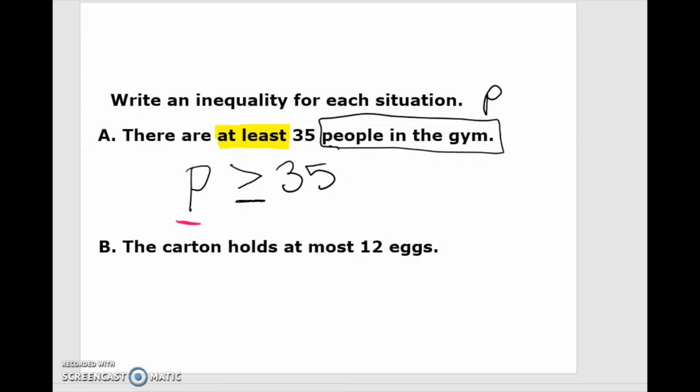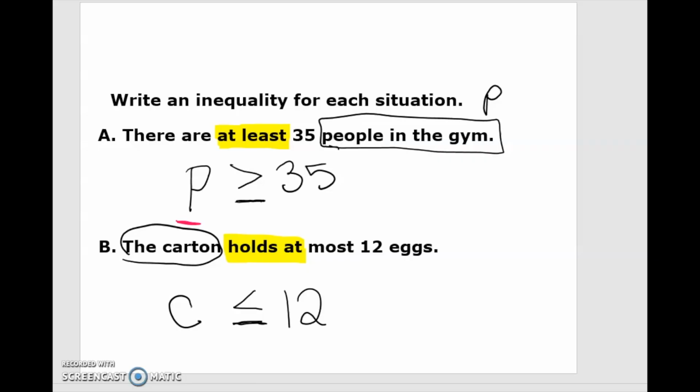The carton holds at most 12 eggs. So think of an egg carton, right? You could fit 12 eggs in the egg carton, or you could fit less than 12, but you cannot fit any more than 12 eggs. So the number of eggs in the carton, so we're talking about the carton, I'm going to call that C. It can have less than 12 eggs, or it can have exactly equal to 12 eggs. So we would use that less than or equal to symbol. And we're comparing it to 12, because 12 is the amount that the carton holds.